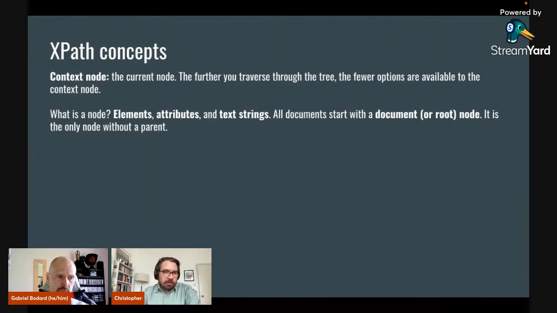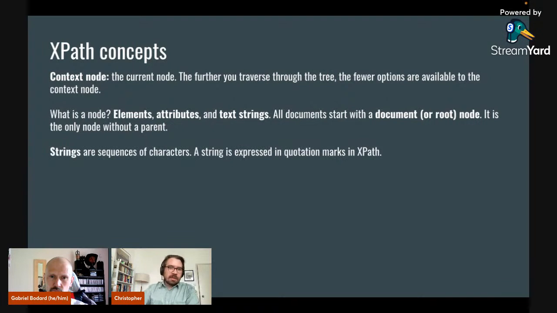But you might also be wondering at this point, what is a node exactly? Some of you might already know this from an intro to XML, but just as a review, a node is any element name, any attribute name and value, and any text string. But the important thing for us is that all documents start with a root node, and that is something in angle brackets, and it's the only node without a parent.